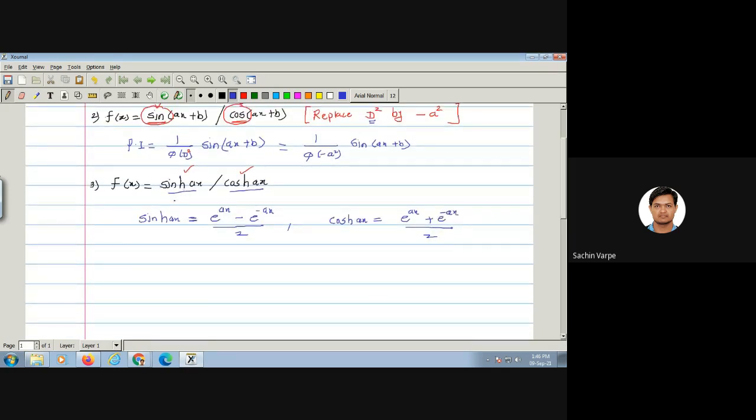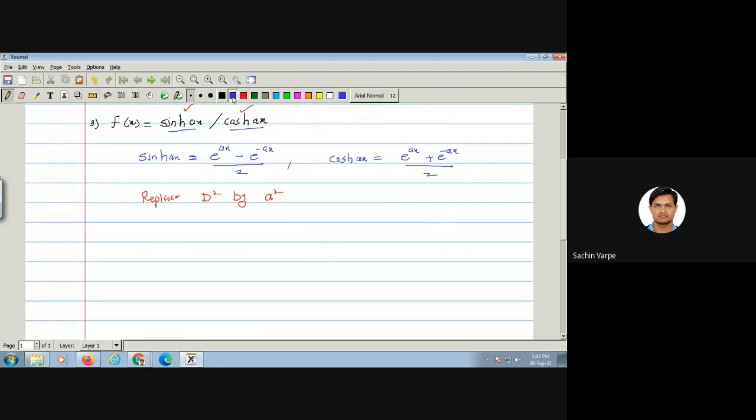Just like the sine and cosine case, we took the successive derivatives of sine, that is d of sine is cos, then d square of sine is minus sine. So alternate plus and minus signs we are getting. That is why we generalized the result to the replacement of d square by minus a square. If we follow the same procedure for hyperbolic functions, then the substitution is to replace d square by plus a square.